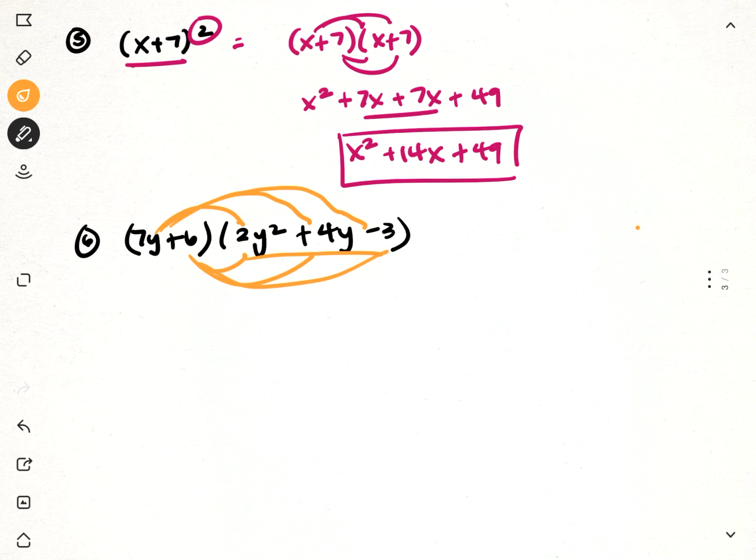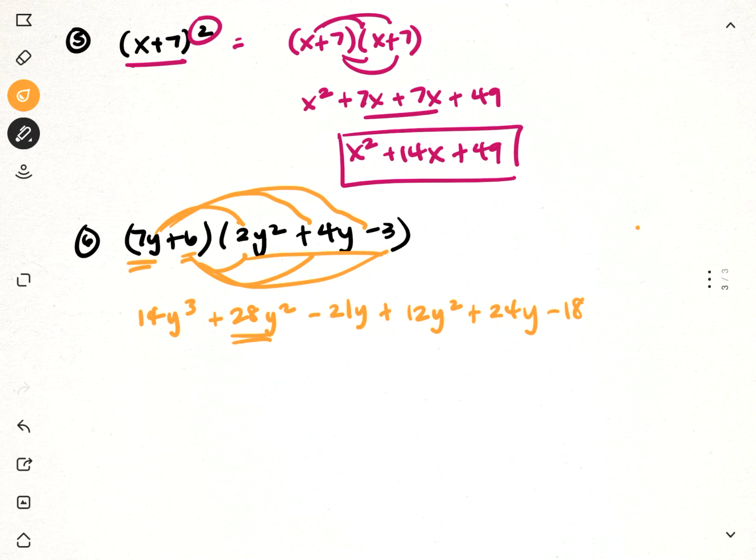still the same. So let's do 7y times 2y squared is 14y cubed. 7y times 4y is 28y squared. And then 7y times negative 3, which is negative 21y. And then we'll move on to our 6, right? So then we're going to do 6 times 2y squared is 12y squared. 6 times 4y, which is 24y. And then 6 times negative 3, which is negative 18.